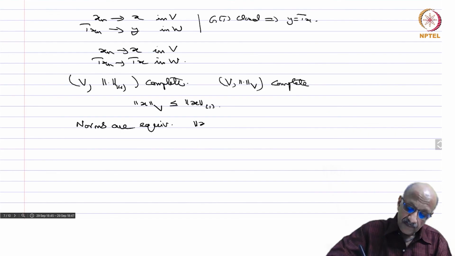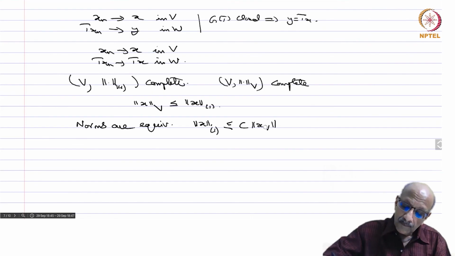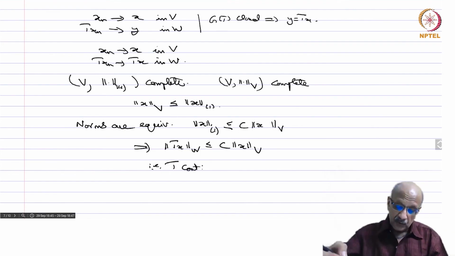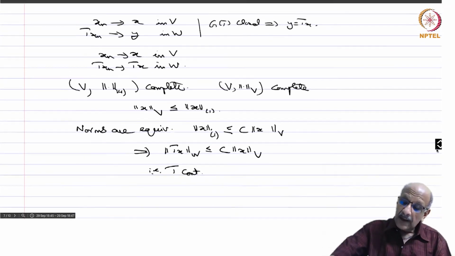Therefore norm x1 is less than or equal to C times norm x in V. What is norm x1? It is a sum of two norms, so in particular one of them, namely norm Tx in W, is less than or equal to C times norm x in V, that is T is continuous, and therefore we are through. Okay, so this completes the proof. So this is one more way of showing that the mapping is continuous.